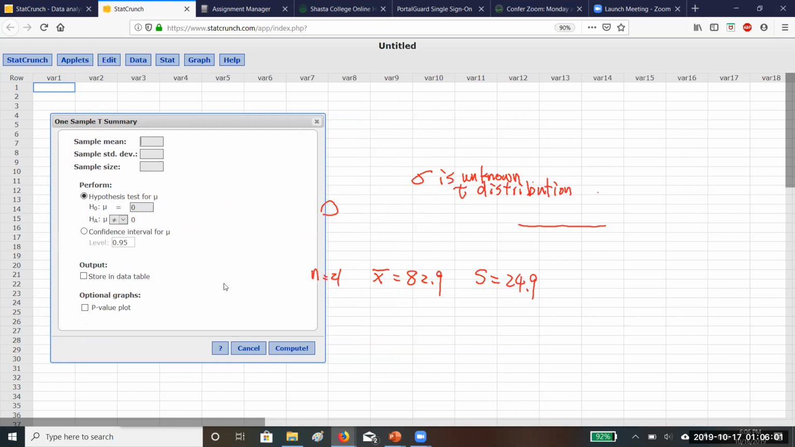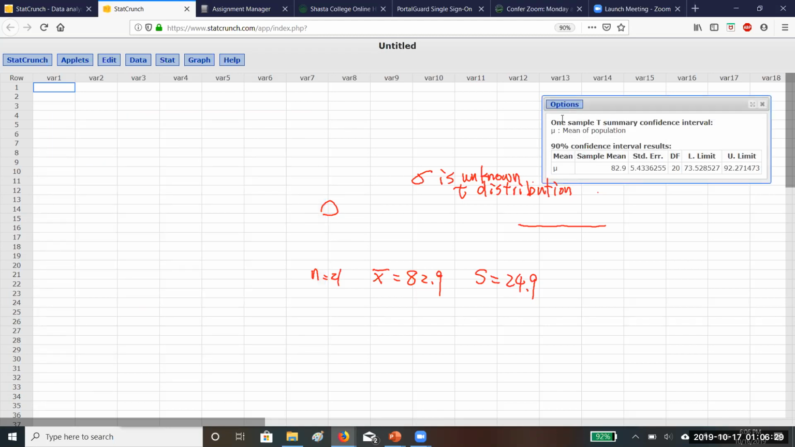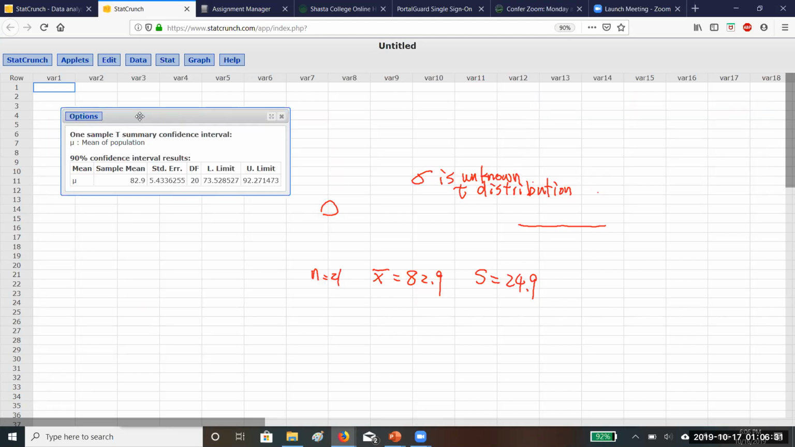So what do we know? We know your sample size is 21. That's your N. Sample mean 82.9. And this is sample standard deviation 24.9. All right, here you choose confidence interval, confidence level 0.9, and then just compute. It will give you the interval, lower limit and upper limit.